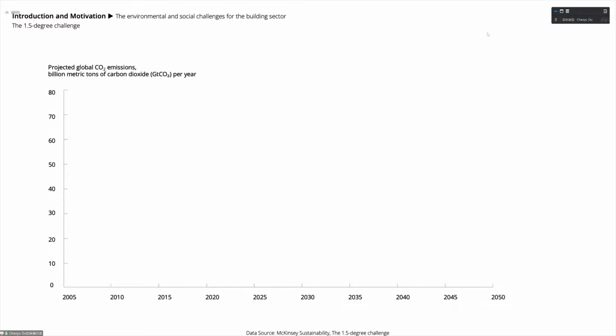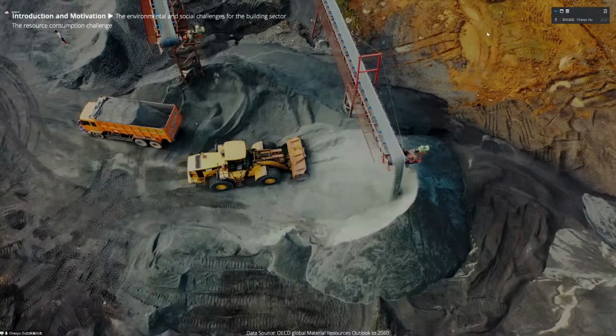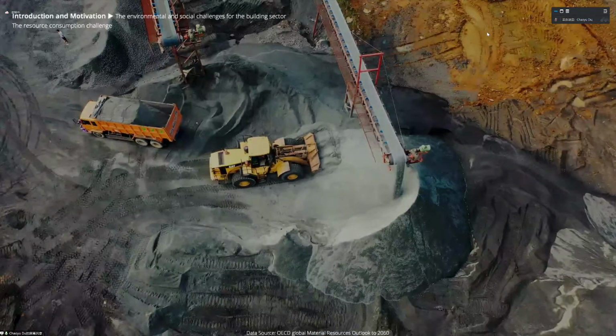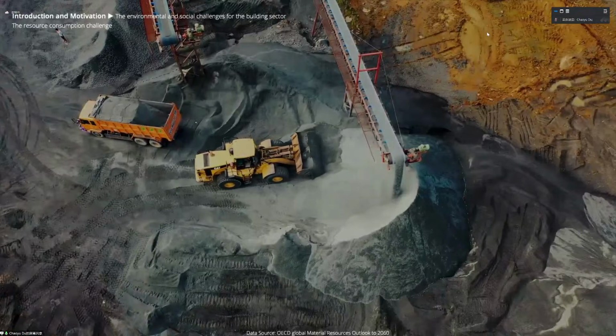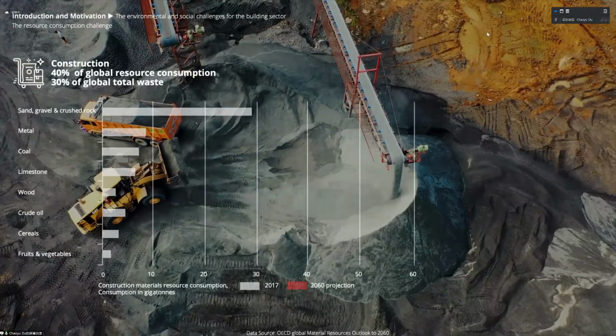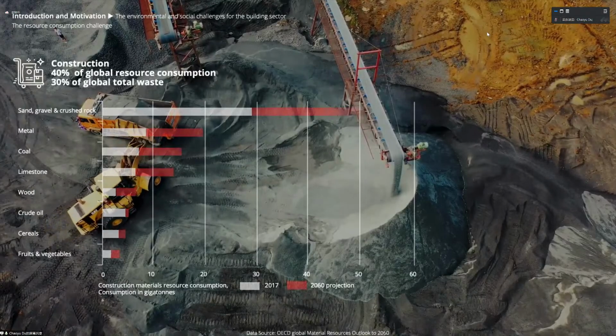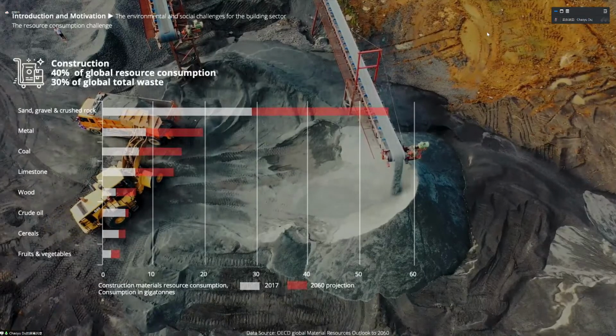Our construction industry faces a lot of challenges, both environmentally and socially. It contributes to 40% of global CO2 emissions. To meet the Paris goal of limiting the global temperature rise to 1.5 degrees, we need to reduce emissions significantly. A major factor contributing to these emissions is the materials used in construction. Currently, the construction industry consumes about 40% of global resources and produces 30% of human waste. By 2060, these numbers are predicted to double.